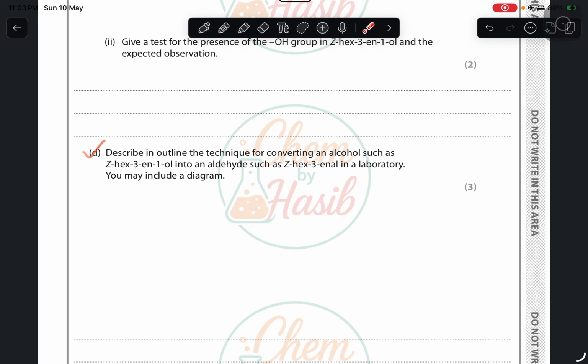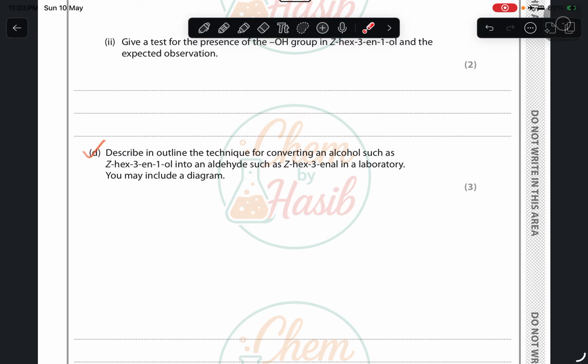be distilled, right? Now, why do you need to distill the mixture? You need to distill the mixture so that it doesn't undergo further oxidation and form a carboxylic acid, right? So it needs to be distilled. So that is how you write the answer.